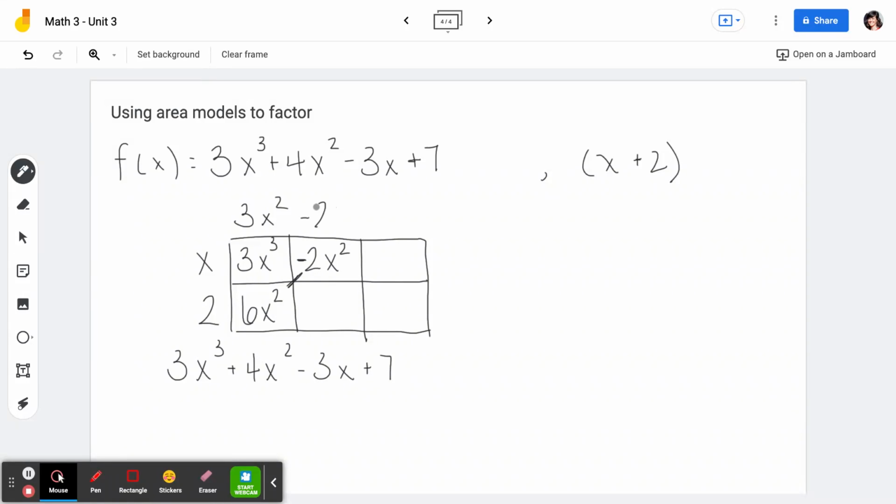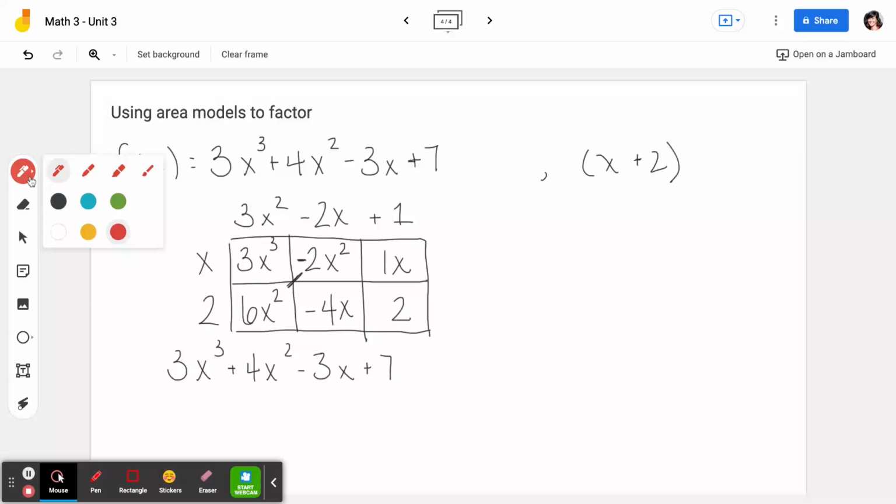So we'll have a negative 2x here. Negative 2 times positive 2 is negative 4x, but the term down here is negative 3x, so this must have just been 1. Negative 4 plus 1 is negative 3. That means this term up here was just 1, and 1 times 2 is 2.